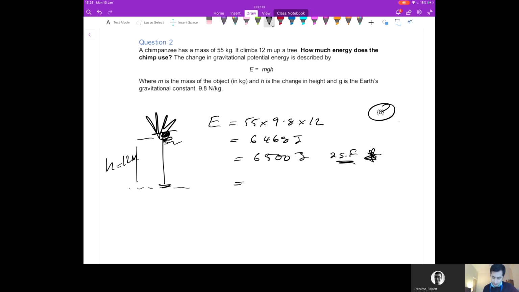You could also give it a suitable prefix. You could write in standard notation, which would be 6.5 times 10 to the 3 joules, which of course is 6.5 kilojoules. I would accept that as an answer.